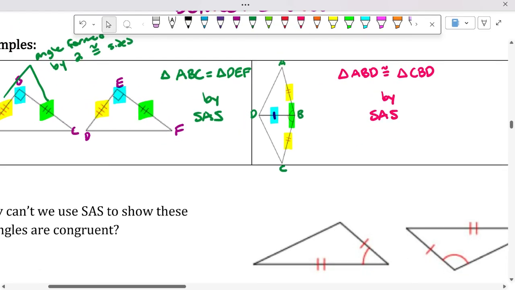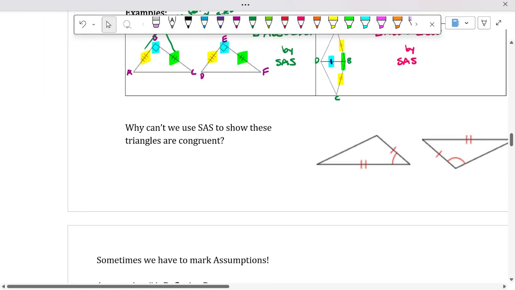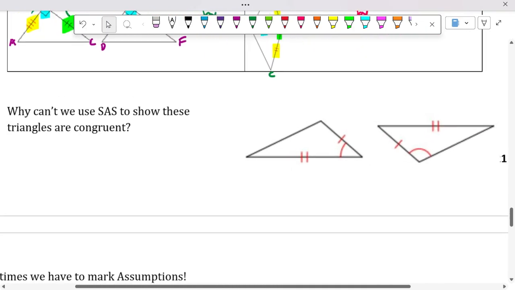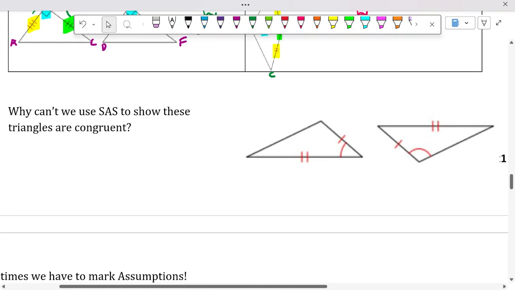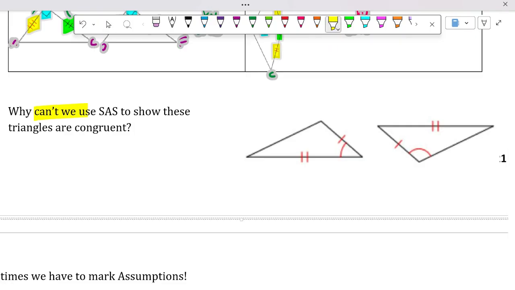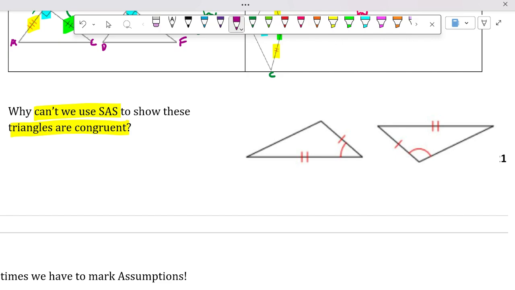Any questions on these two postulates? Now, look at this next problem. So it asks, why can't we use SAS to show that these two triangles are congruent? So to make it a little easier, let's mark this side. So A, B, C, and D, E, F.